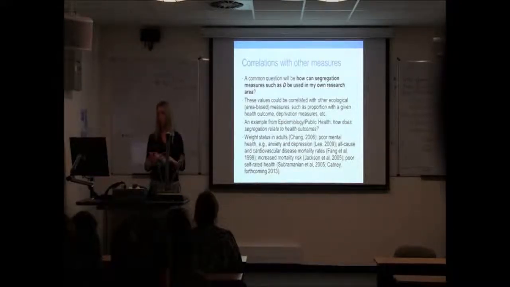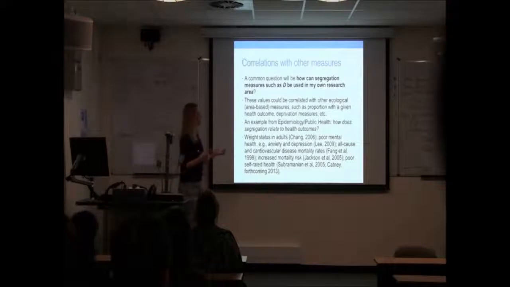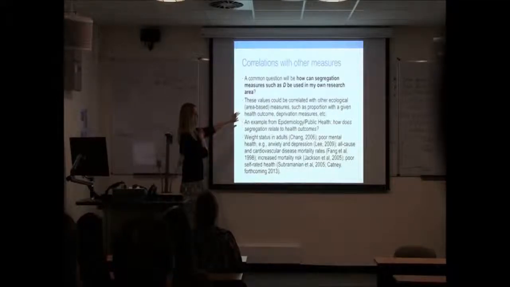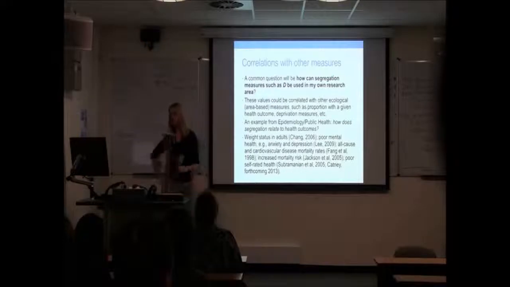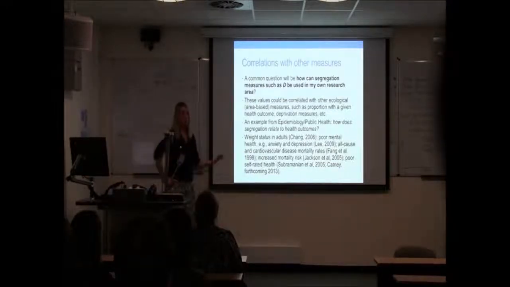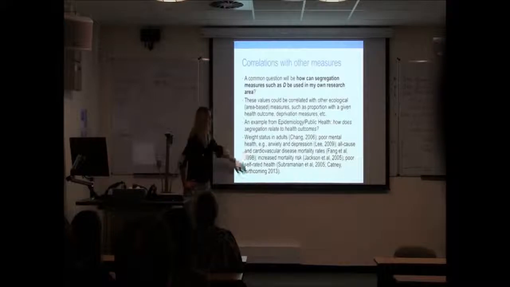possibility. So I think one common question is, how could segregation measures like D be used in my own research? Well, these global measures, and I'm going to come back to that in a minute, could be correlated with other ecological variables. So, for example, the proportion in an area with a given health outcome, like good health, or deprivation measures. There are some examples from epidemiology and public health, like how does segregation relate to health outcomes, and if you're interested in that, you can have a look at some of these studies.